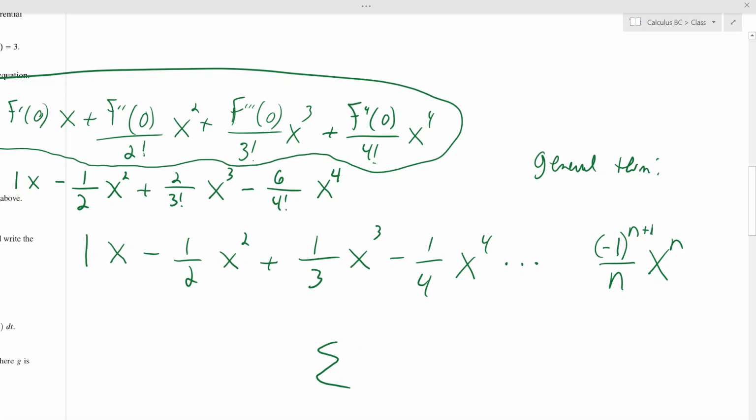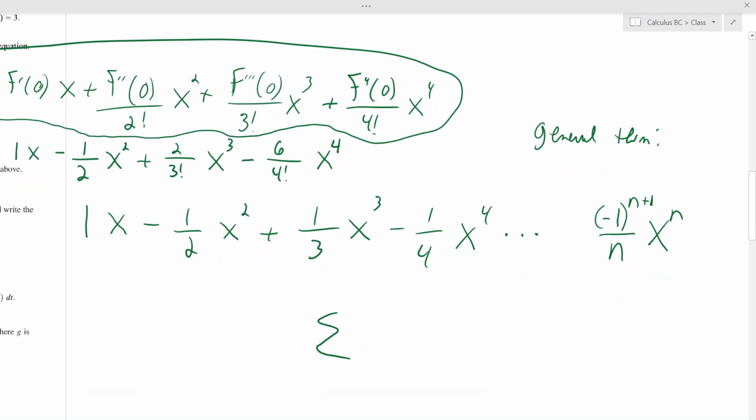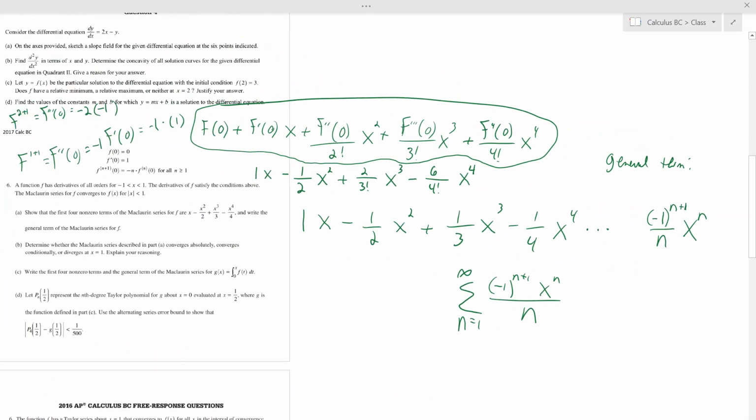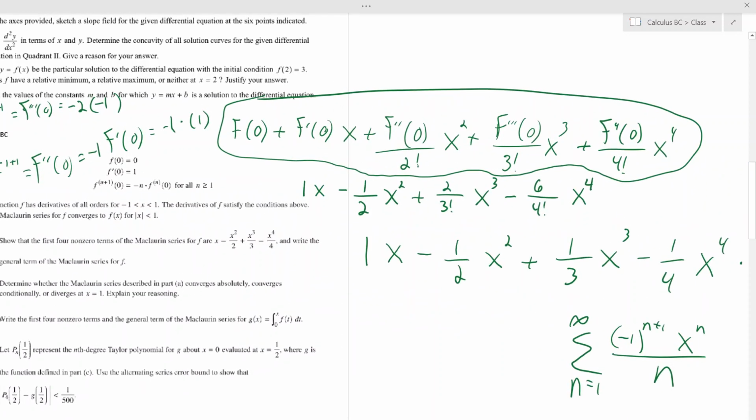So you want to make it plus 1 or minus 1 there. Cool. So that's the general term. You could also write it like this, starting at 1 to infinity: negative 1 to the n plus 1, x to the n over n. Okay? So that's the first part of 2017, number 6.